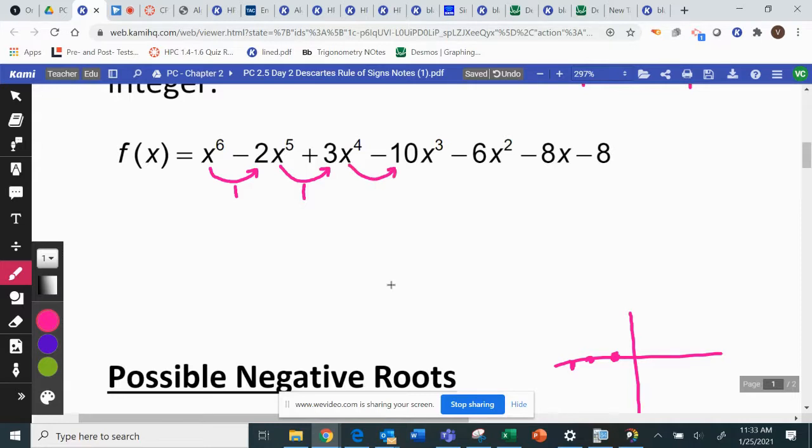Positive 3 to negative 10, what do you think? Sign change. How about negative 10 to negative 6? No. Negative 6, negative 8? Nah. Negative 8 to negative 8? No. Those are not sign changes. So we have a total of 3 sign changes.